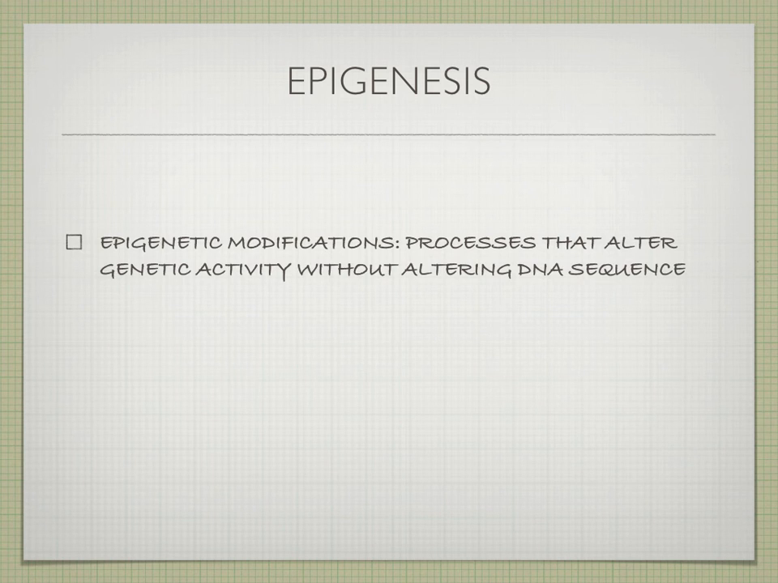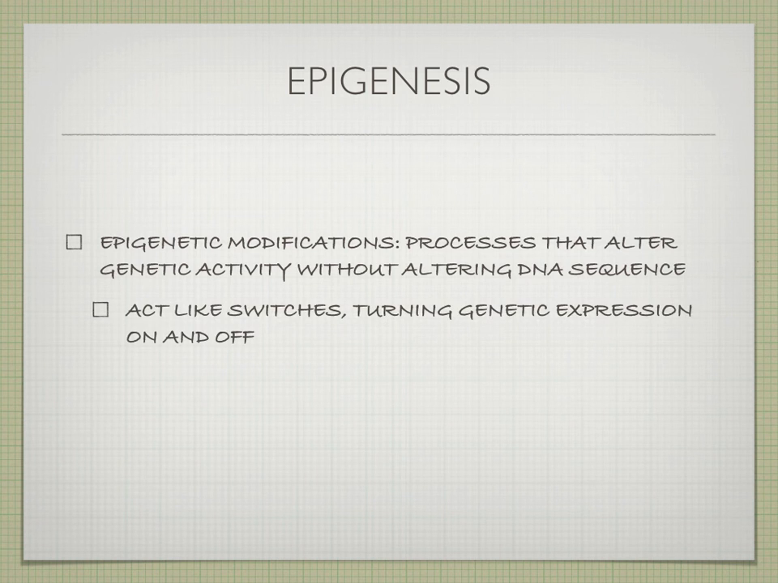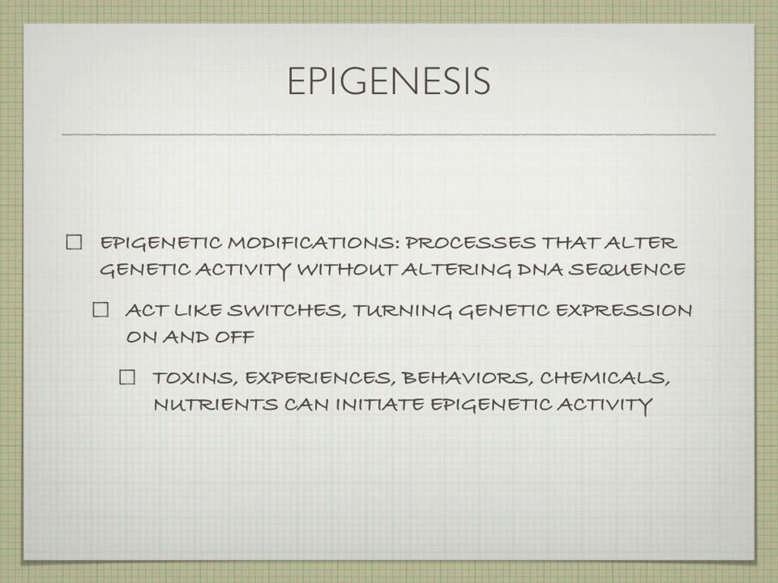These epigenetic modifications, or these changes that we're seeing due to epigenetics, are processes that alter the genetic activity without altering the DNA. Remember, epigenetics means above the genome, right? So these switches are turning genes on and off. The genes are still there. They haven't gone anywhere. It's just that the gene is being turned on and off. Again, these are acting like switches, turning the genetic expression on or turning the genetic expression off. And this can be caused by a number of different environmental influences, such as toxins, experiences, behaviors, chemicals, nutrients. All of these things can change this epigenetic code, that can turn these genes on or off.